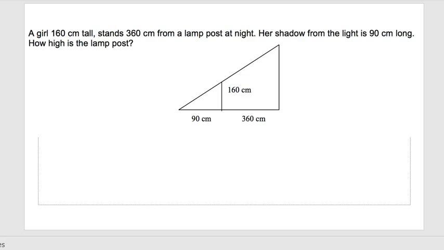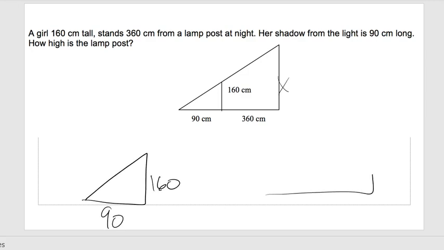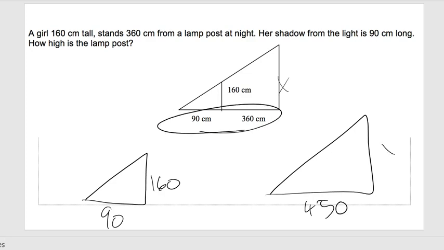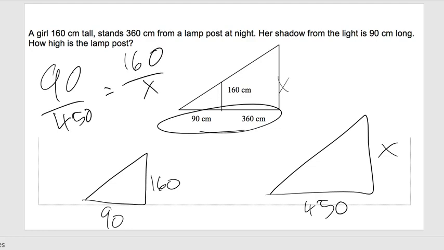Okay, a girl 160 centimeters tall. So we're looking for this. I kind of wrote it out for you. So let's split up the triangles. 90 over 160. I got 450 because I added those two together in x. So let's take 90 over 450 equals 160 over x.